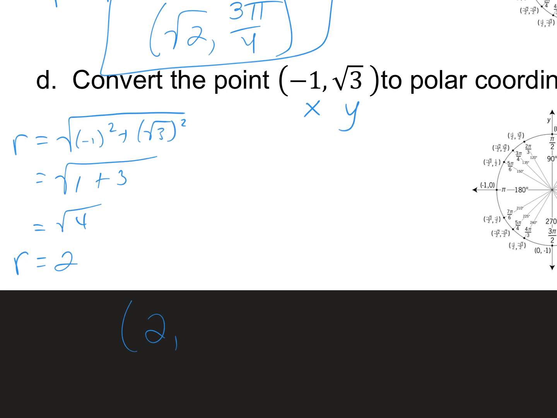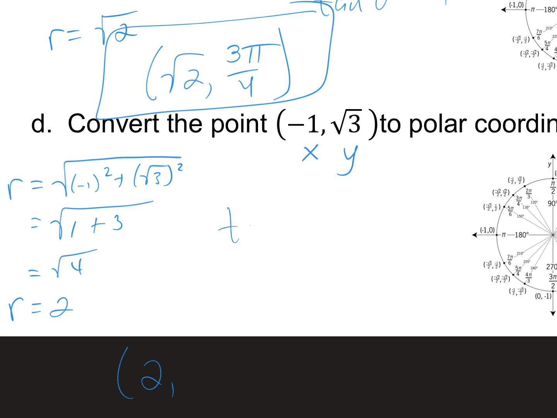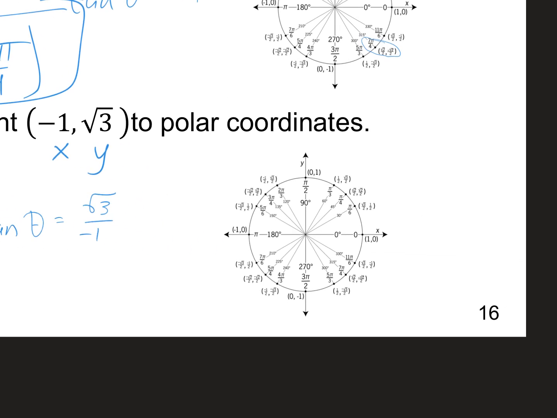Now to find your theta, the angle you're talking about. They told me that tangent of theta is the square root of 3 over negative 1. So now we're like, oh, which one of those points is it? Before you even start the math behind it, guessing and checking and all that, let's just talk through this.